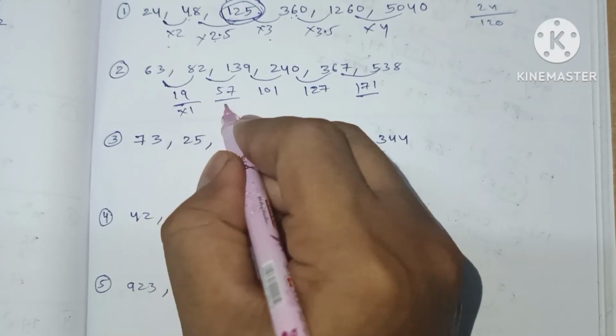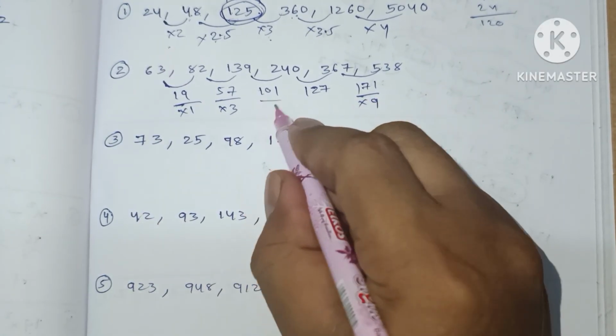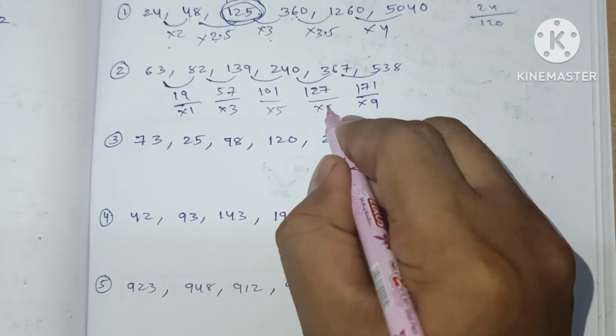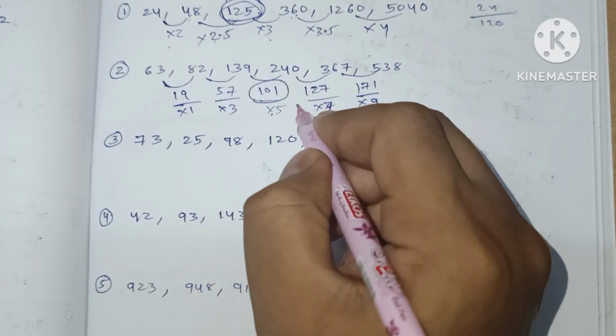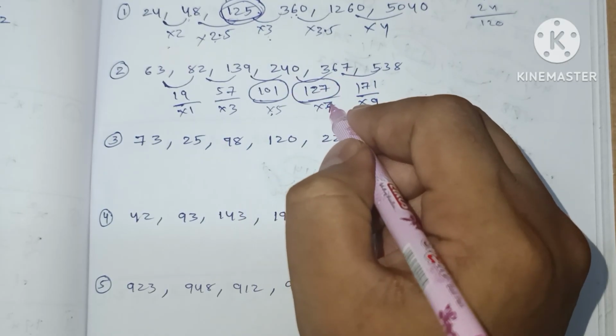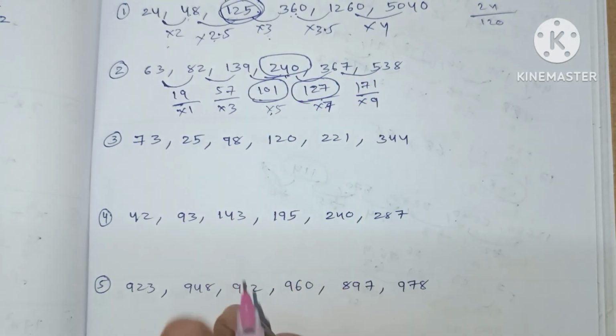19 1 time, 19 3 times, 19 9 times, so it must be into 5 times and it must be into 7 times. 19 5 times will be 95, not 101. 19 7 times is 133, not 127, so our wrong number will be 240.